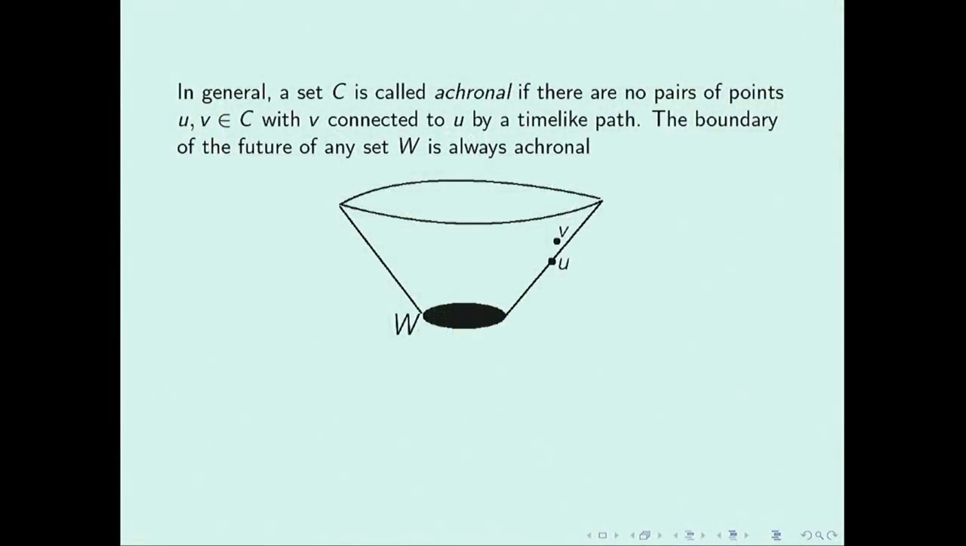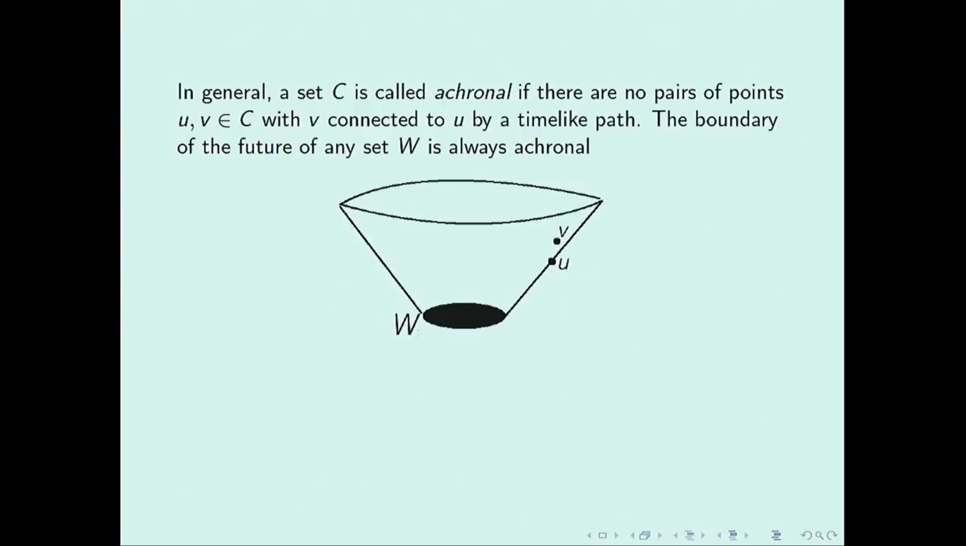Now, there's another handy fact we need to know, which is that in general, a set C is called achronal if no pairs of points in C can be connected by a time-like path. Here it's important the path is time-like rather than null. So the boundary of the future of a set W is always achronal.